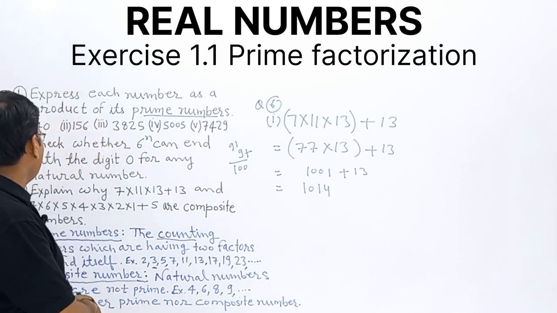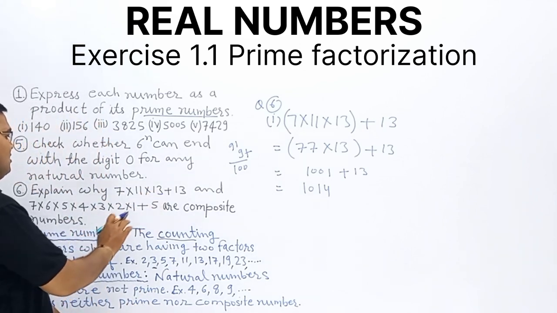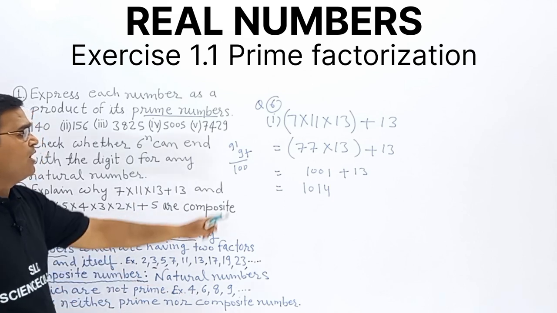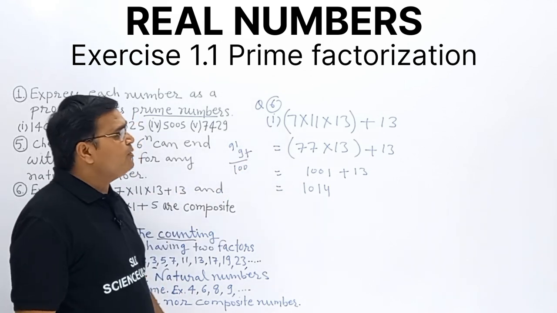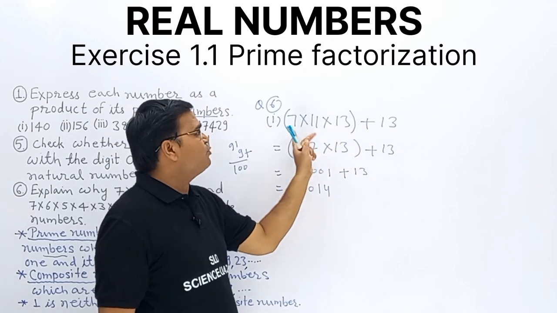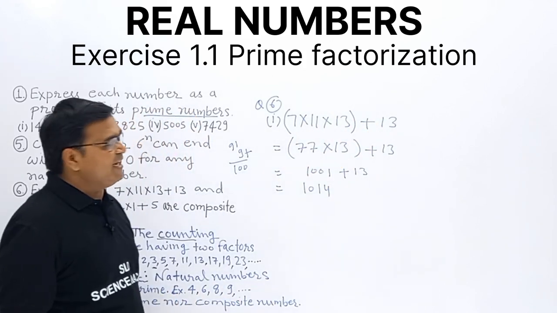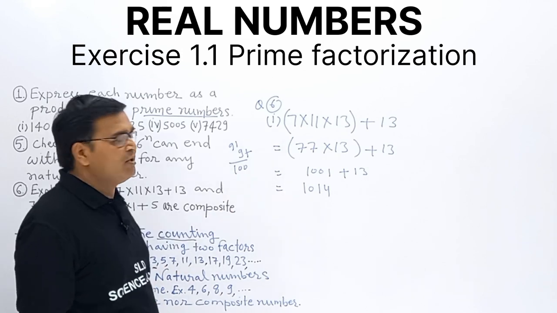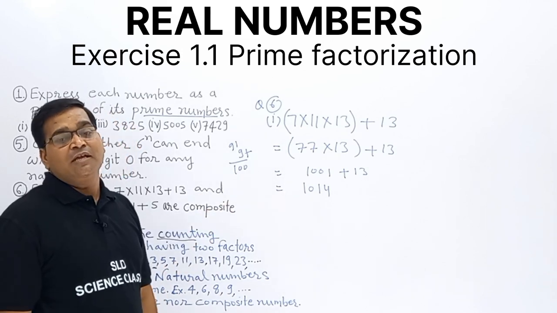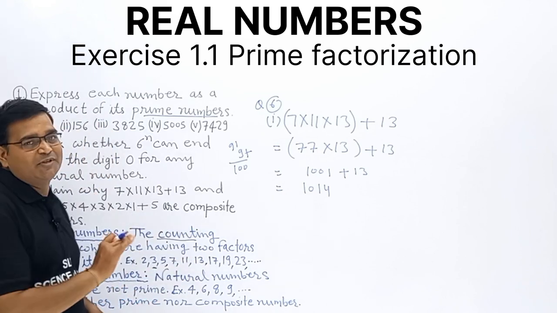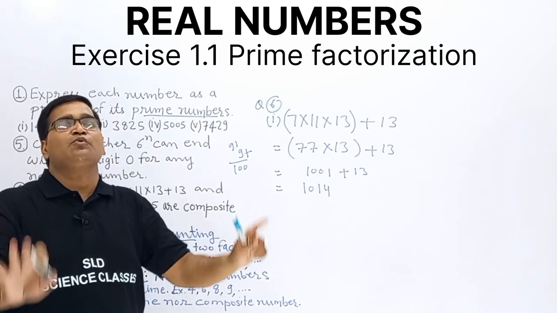Now we want to check, explain why this number is composite. How are we getting this number? In the product and addition, first we will do the multiplication, then the result will be added to 13. We are getting this number. I want to check whether this is a prime number or composite. This is composite. Explain why this is composite.